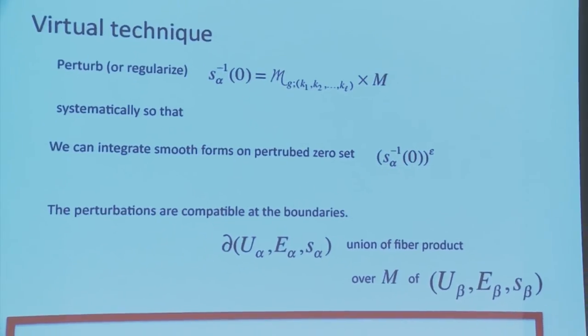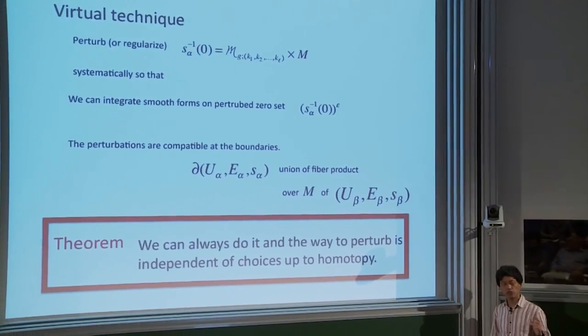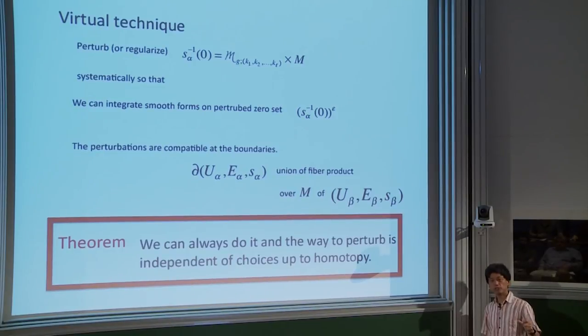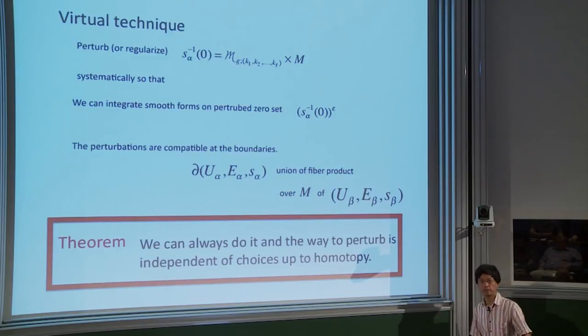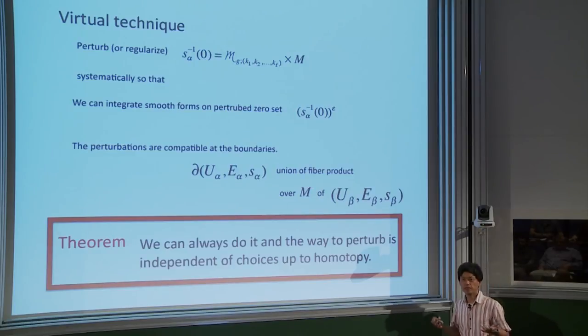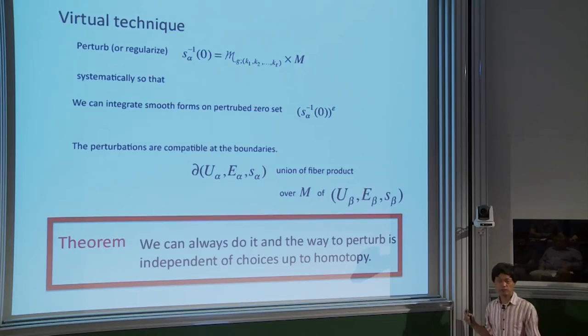And the system of numbers you get actually depends on the choice of perturbations. However, you can cook up some cobordism argument so that if you make these perturbations consistently for all alpha, then what you finally obtain is well-defined up to a certain homotopy equivalence. And what I want to emphasize is that this is a completely general theorem. So you have this kind of general situation. Then you can always perturb everything in a consistent way so that you get something well-defined up to homotopy. So this is a general procedure, and this is what the virtual technique is doing.